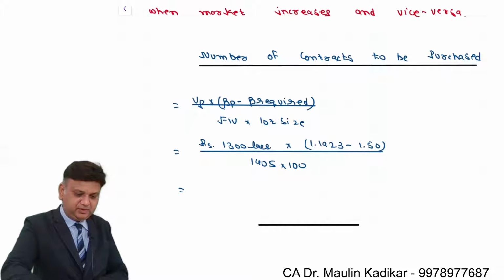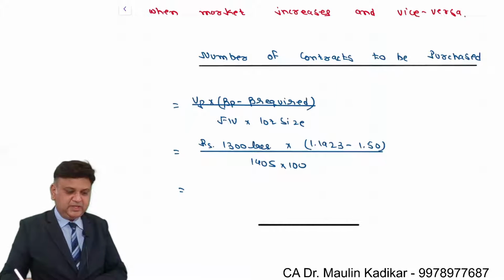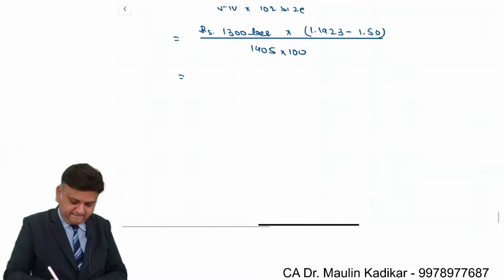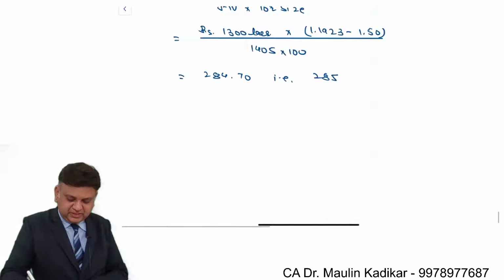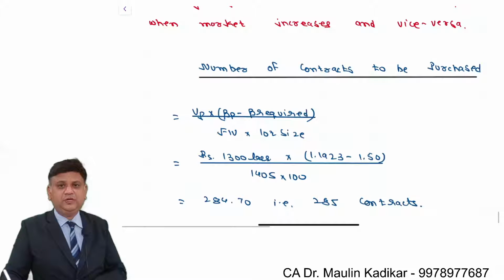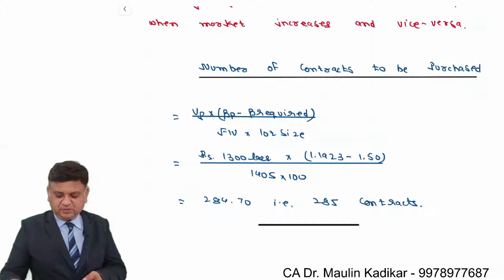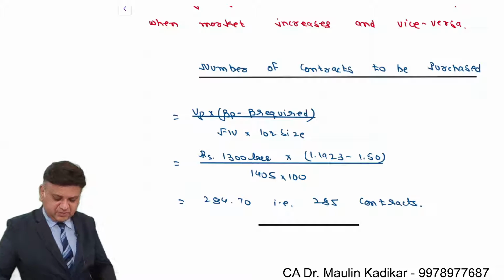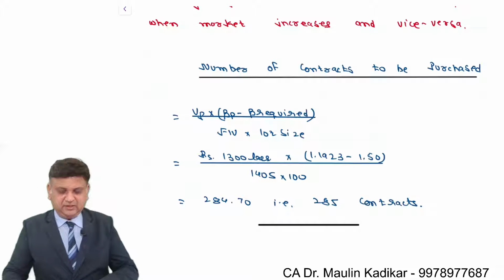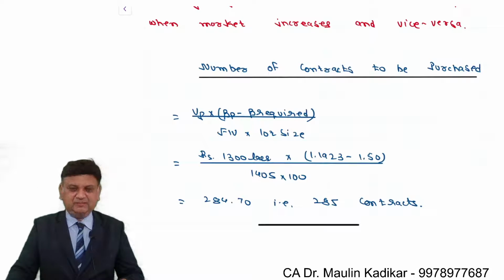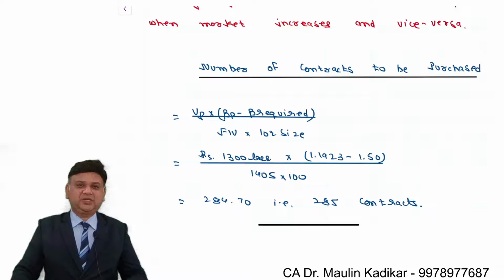1.1923 minus 1.5 into 1300 lakhs divided by 140500. That is 284.70. That is 285 contracts. 284 लिखेंगे तो भी चलेगा. और कई बार स्टूडेंट का ऐसा बोलते हैं कि सर नेगेटिव आंसर आएगा तो परचेज, पॉजिटिव आएगा तो सेल. ऐसा हम लोग याद रख सकते हैं, ये रख सकते हो, पर मेरे को ऐसा है, मेरा सजेशन ऐसा है, ट्राई टू अंडरस्टैंड लॉजिकली रादर देन जस्ट पॉजिटिव नेगेटिव से याद रखने का.